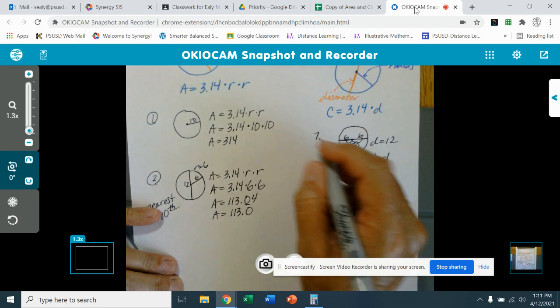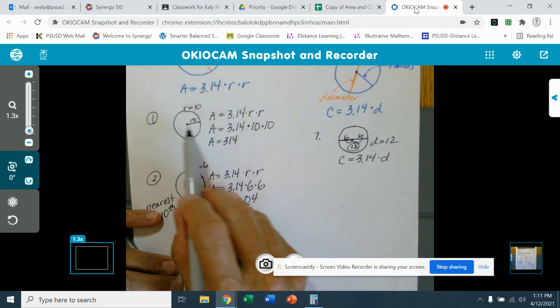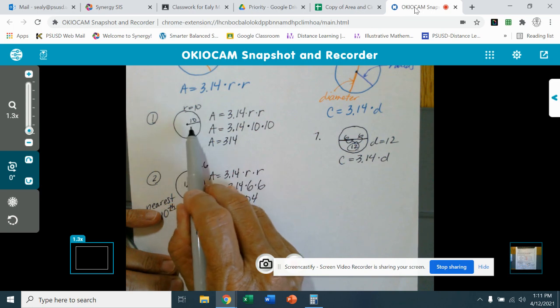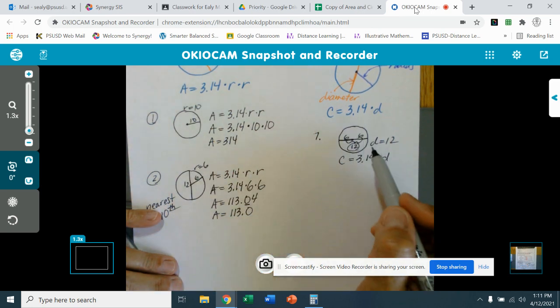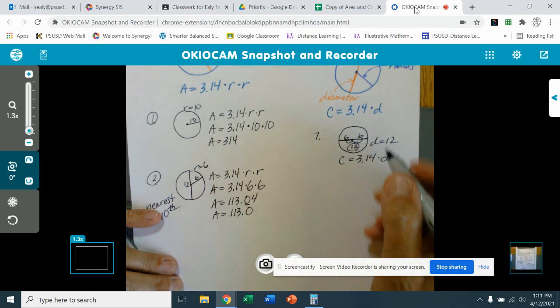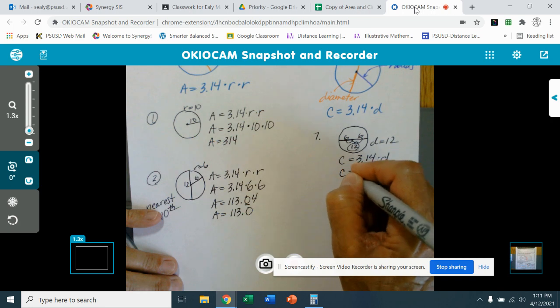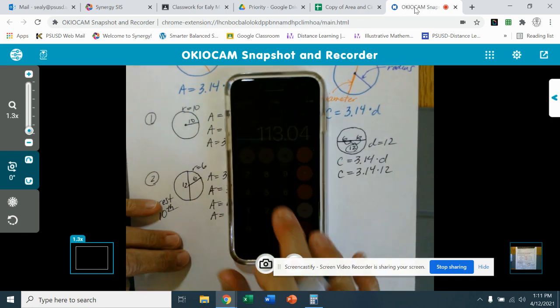Okay. So, and this one the radius was 10. Okay, we got all that. So radius is 10. Diameter on this one would be 20. Here the radius is 6, diameter is 12. Here my radius is 6, so 6 plus 6 equals 12. Okay, so now we're ready. Circumference equals 3.14 times 12. We'll put that into our calculator.